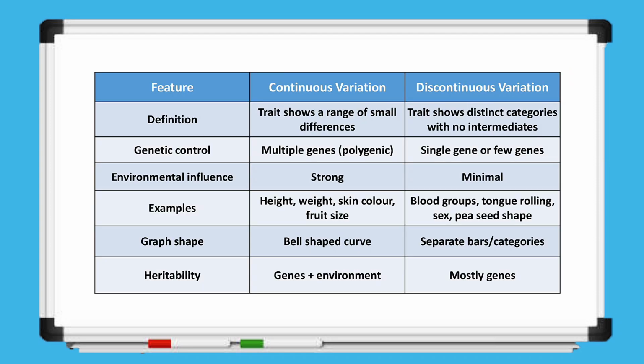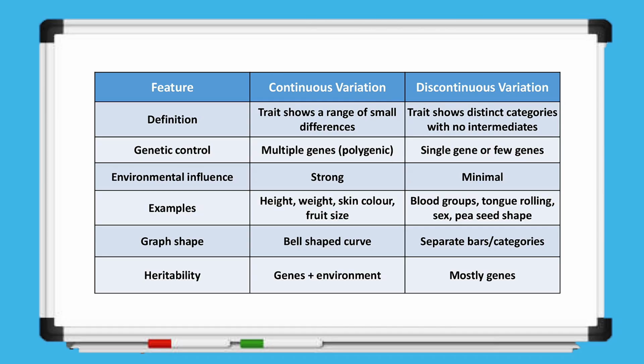Now let us compare continuous variation and discontinuous variation. In terms of definition, continuous variation refers to traits that show a range of small and gradual differences. In contrast, discontinuous variation refers to traits that are divided into distinct categories with no intermediate forms. When we look at genetic control, continuous variation is usually controlled by many genes working together, which is known as polygenic inheritance.